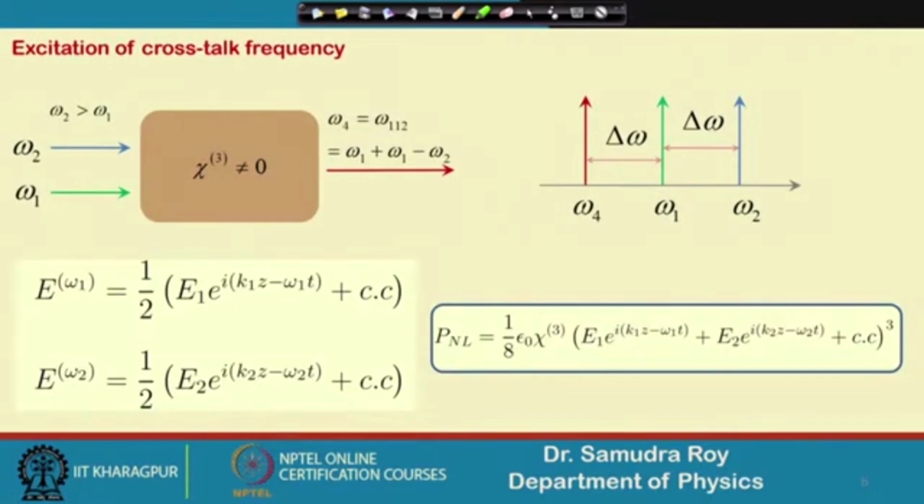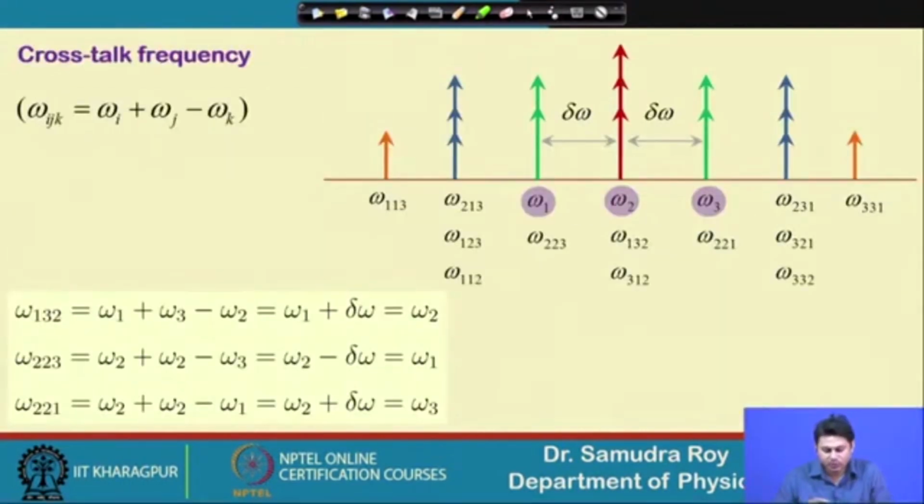So, the problem is excitation of crosstalk frequency. We want to excite a frequency which is among these frequencies. There are 12 frequencies which we can say are some sort of crosstalk frequency, with this definition that omega ijk should be equal to omega i plus omega j minus omega k. This is the structure of the frequency. I want to generate any of these frequencies with this combination.